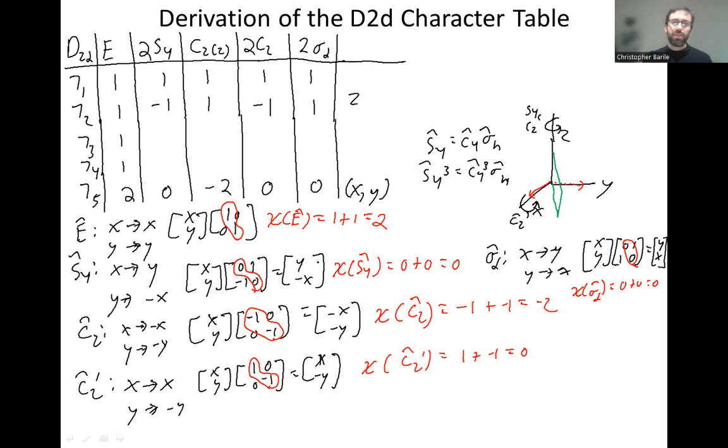So there we have it. We derived the gamma 5.